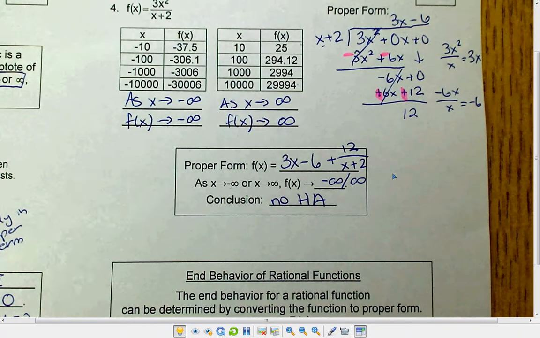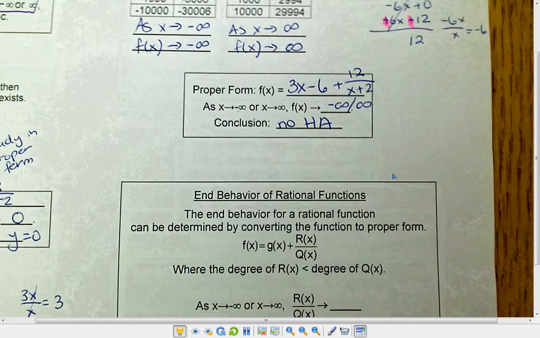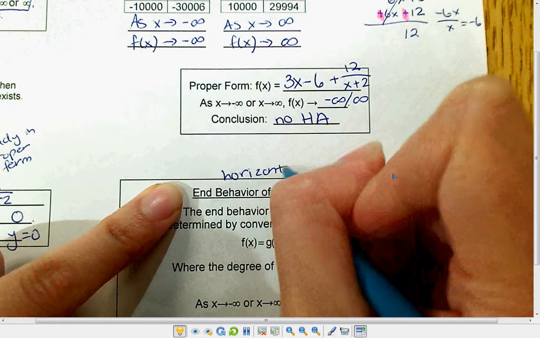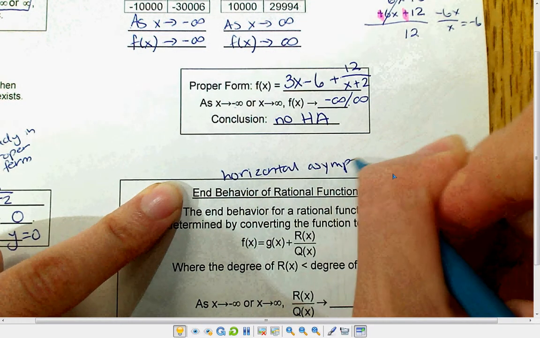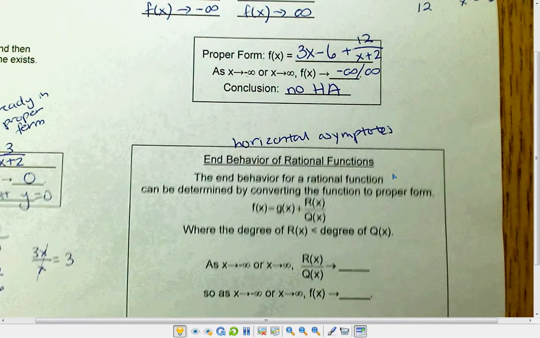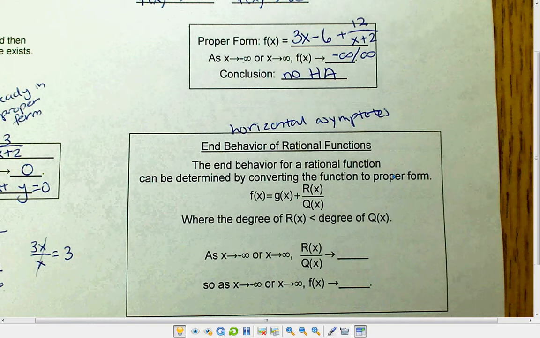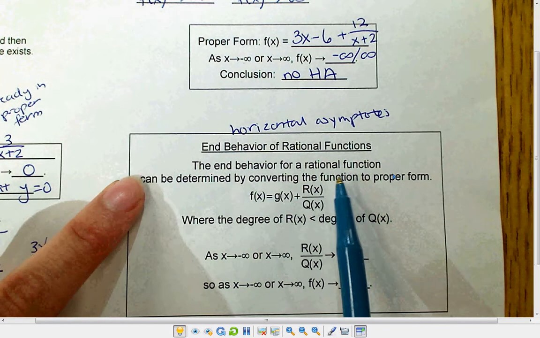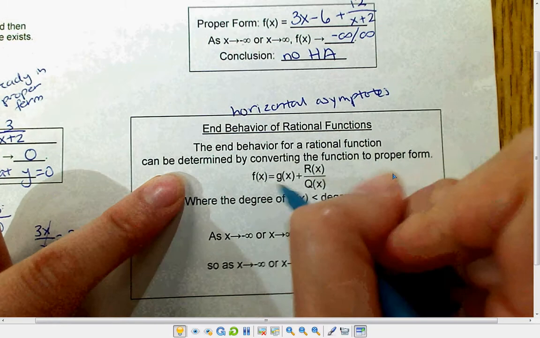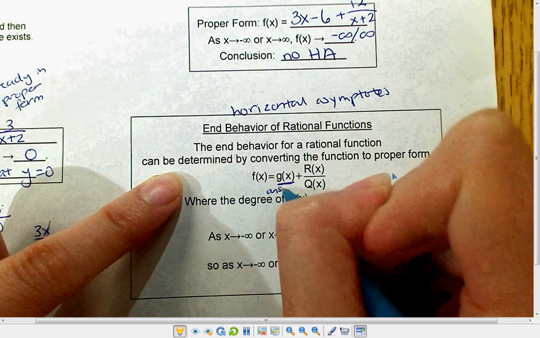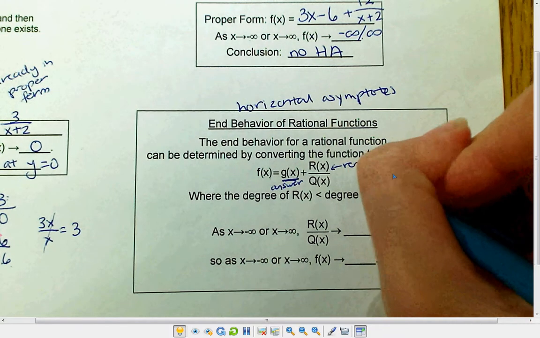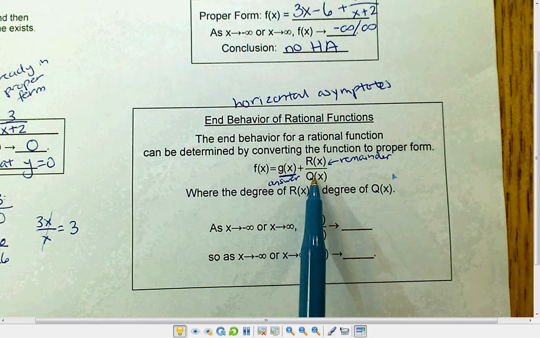So, looking at these four examples that we've just done, now we can talk about how we find our end behavior, which is our horizontal asymptotes for rational functions. So what happens when you go to the left and the right of rational functions? We can find our horizontal asymptotes by converting our function to proper form. So if we write proper form as f of x equals g of x, so this is our answer, plus this is our remainder up here, and this was our original denominator.